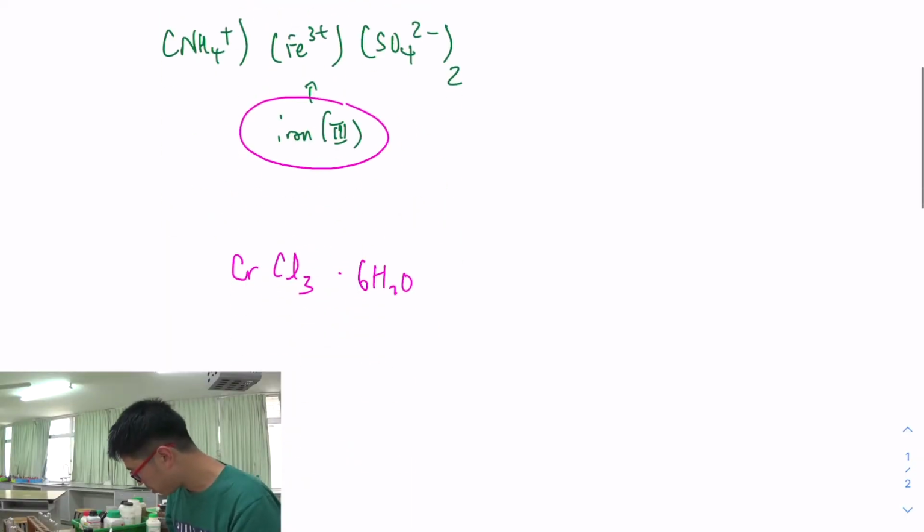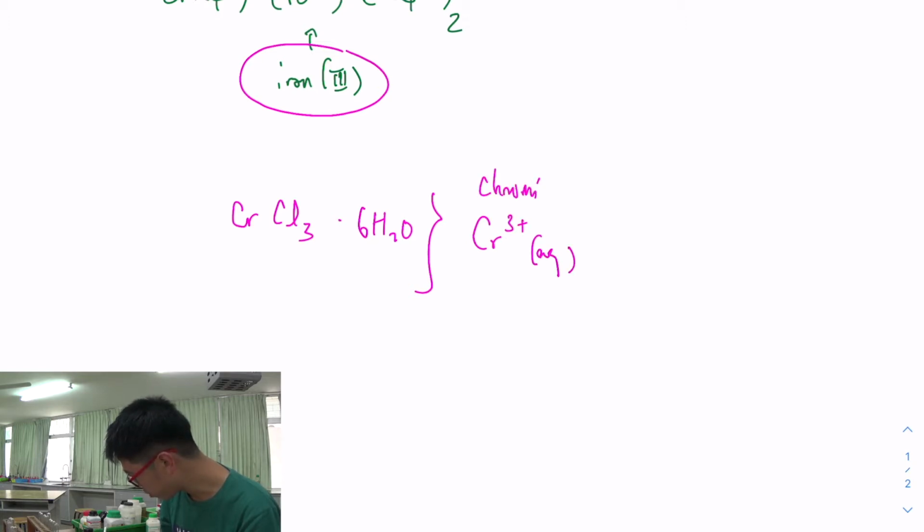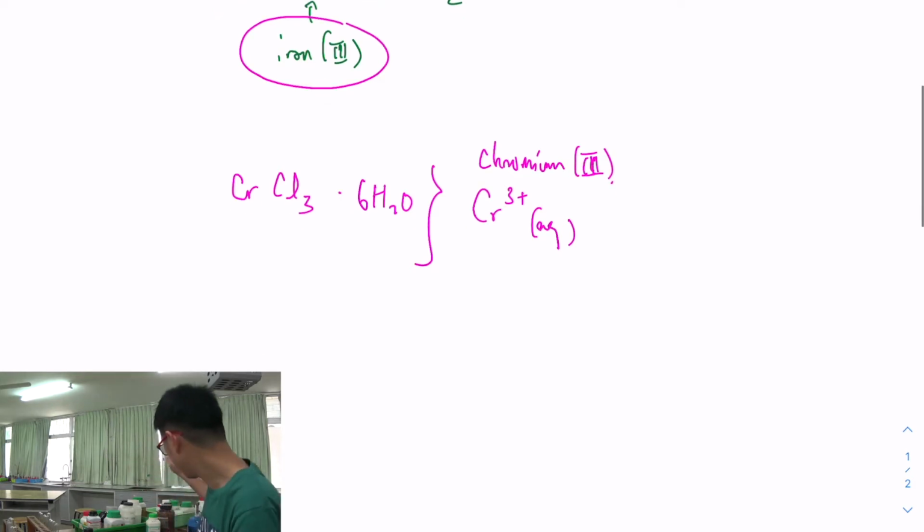So chromium chloride .6H2O. In the solution form which you will be provided, there is the Cr3+ aqueous. This is the identification of chromium 3. So the oxidation state of chromium is chromium 3. And what else?